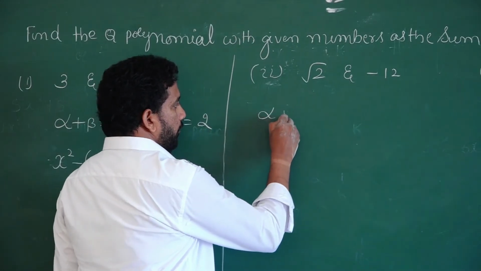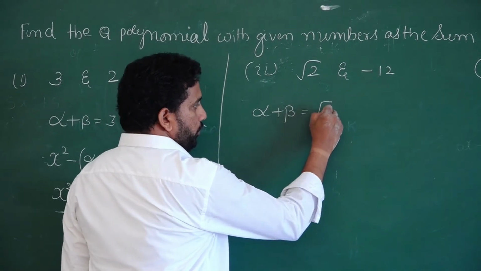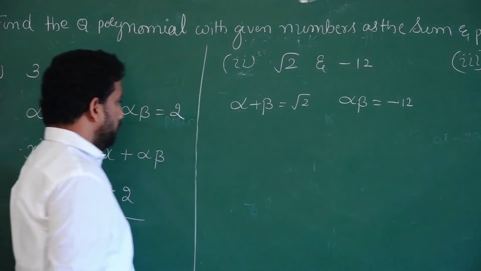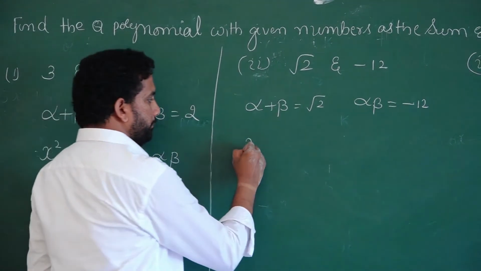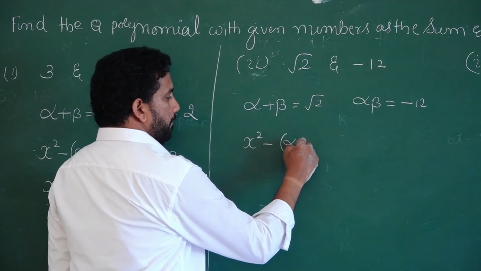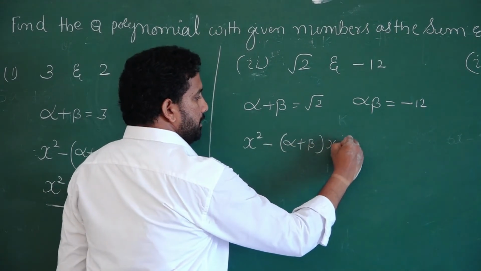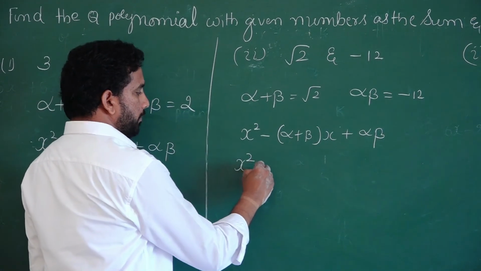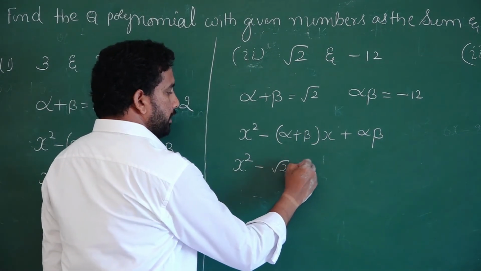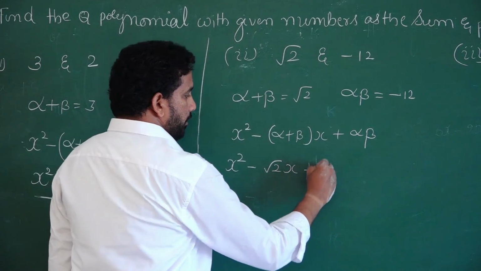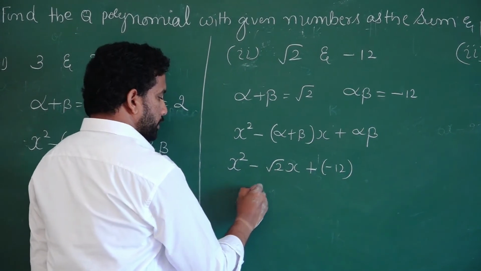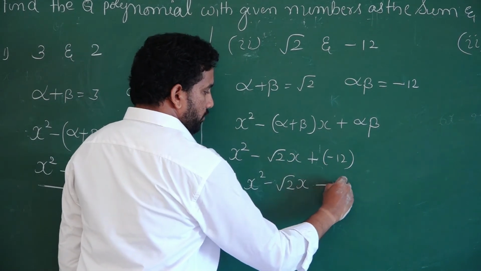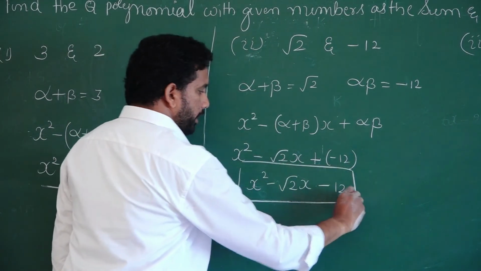Like that, here you have to find the quadratic equation. They have given alpha plus beta is equal to minus root 2 and alpha beta is equal to minus 12. Here also we have to write the same, x square minus alpha plus beta x plus alpha beta. Okay, so just substitute the values. Then we get x square minus root 2x plus into minus 12. So this is the required quadratic equation.